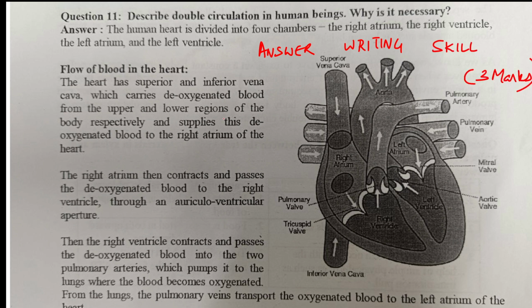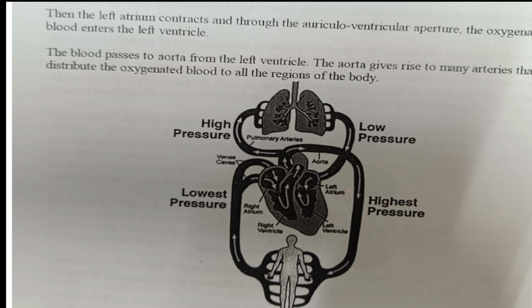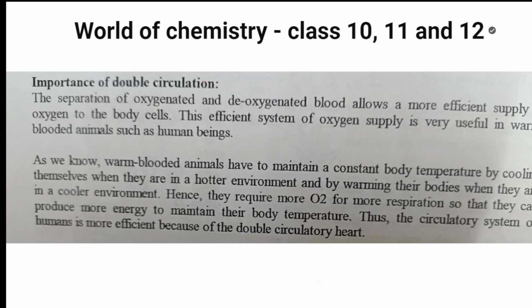So here you're going to write how is the flow of blood in the heart. Try to write it in paragraph form so that it is easy for you. From there you will draw the blood circulation, how it is going through arteries and veins. Finally, if they ask you the importance of double circulation, you're going to write the importance of double circulation. Now I'll tell you what double circulation is also. This particular answer is for your answer writing skills. So note it in your book so that it is easy for you to write it in the exam.